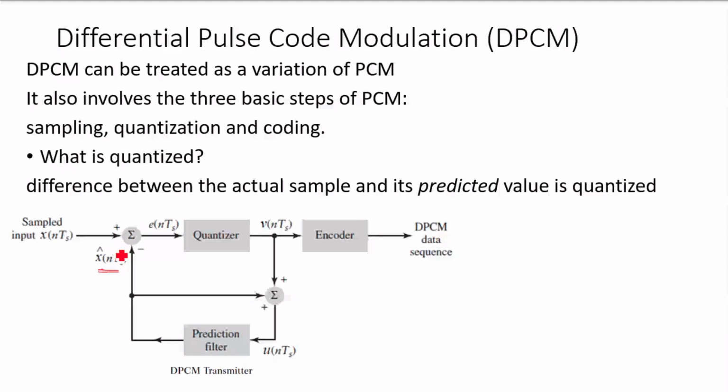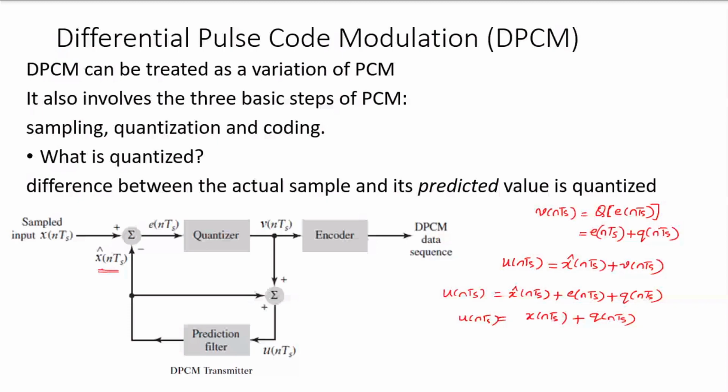And this quantized level is encoded depending on the number of bits required for the representation level, right? So this will lead to a study of the transmitter of DPCM. What is the analysis here? So V of n into Ts, you can see the output of the quantizer, is nothing but quantization of e of n into Ts. e of n into Ts is the prediction error.